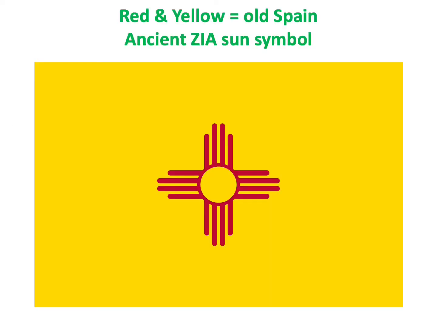In case you're wondering, this is the flag of the state of New Mexico. You may well have seen it on cars from New Mexico that drive through Texas, because this state flag is shown on their license plates. The red and yellow symbolizes Old Spain, those are Spanish flag colors, and the symbol in the center is the ancient Zia sun symbol.